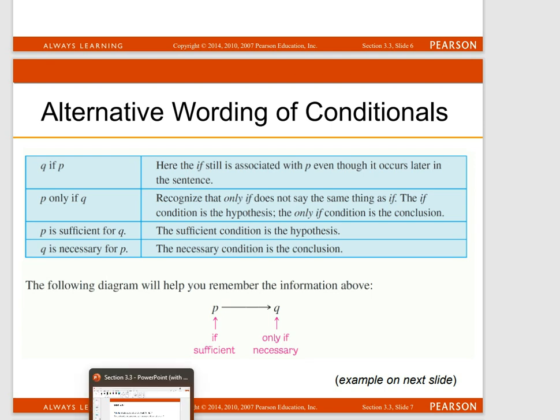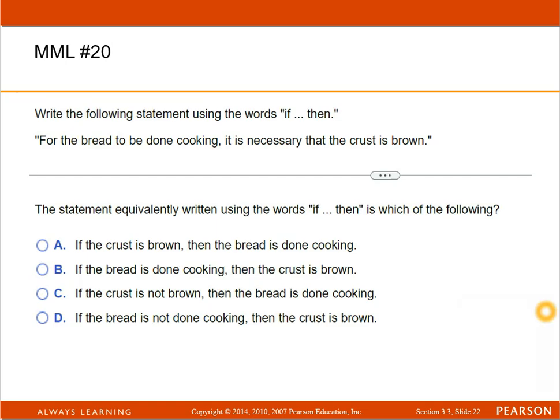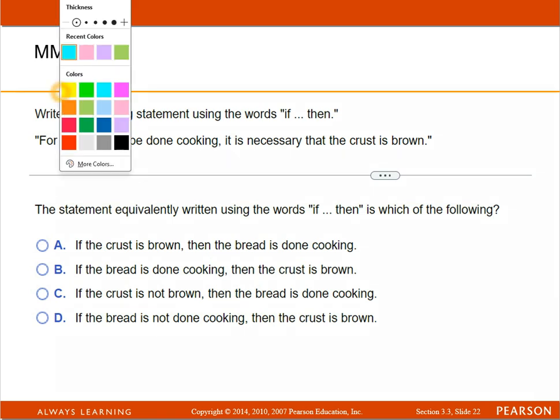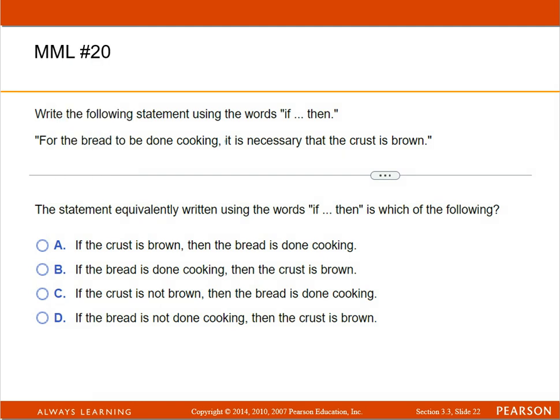So when you're looking at number 20, it says, write the following statement using the words if then. It says, for the bread to be done cooking, it is necessary that the crust is brown. It is necessary. That tells you that you're looking at your conclusion. So the conclusion is the crust is brown. So when I do an if then, I have to say then the crust is brown.